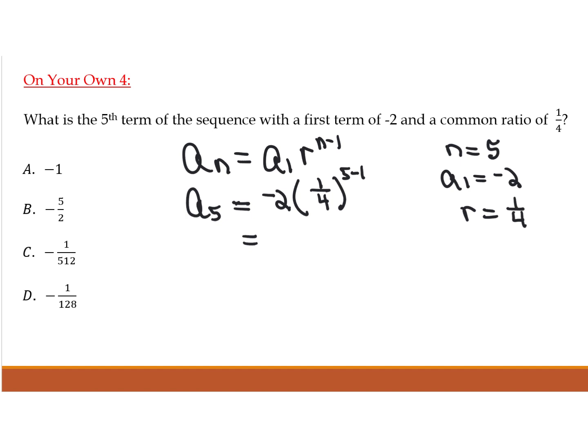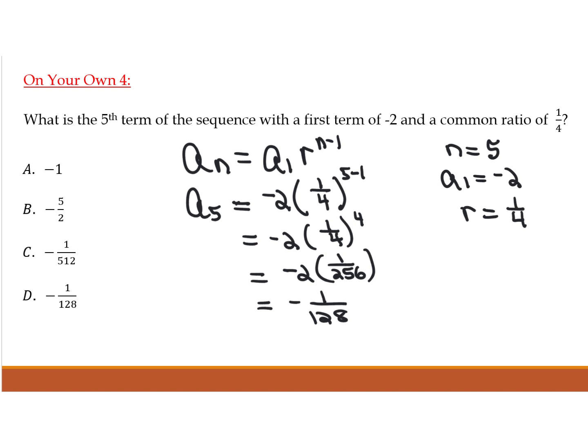If I simplify this, this is going to give me -2 times 1/4 to the 4th power. I'm then going to type that into Desmos. -2 times 1/4 to the 4th power, and that would give me -2 times 1 over 256, and then I multiply to get negative 1 over 128, which is B.